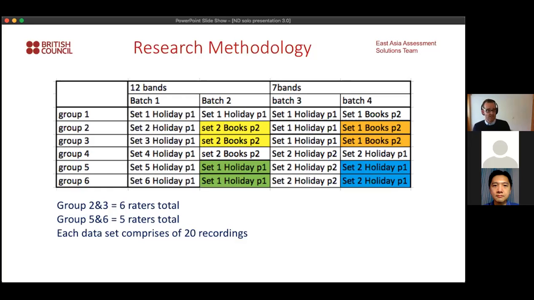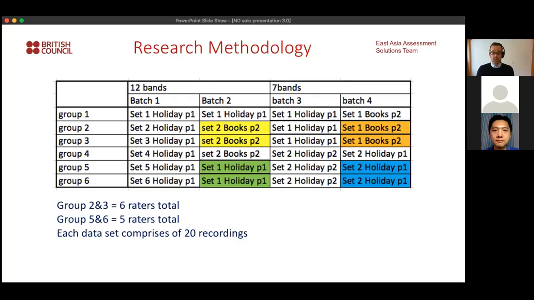The initial batches used the 13-band scale. Batches 3 onwards used the 7-band scale. I only selected data for this analysis from batches 1 to 4, as I didn't want the 7-band scale analysis to have a lot more data than the 13-band analysis.